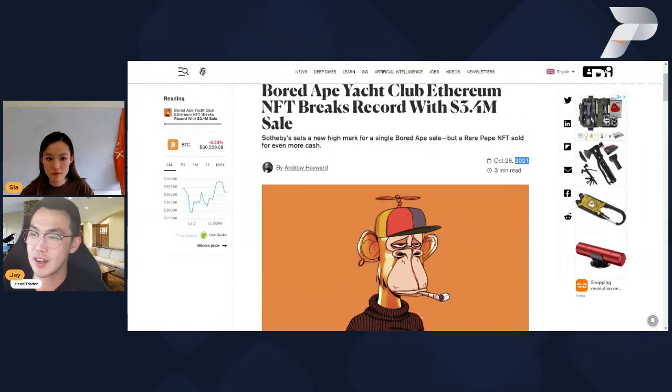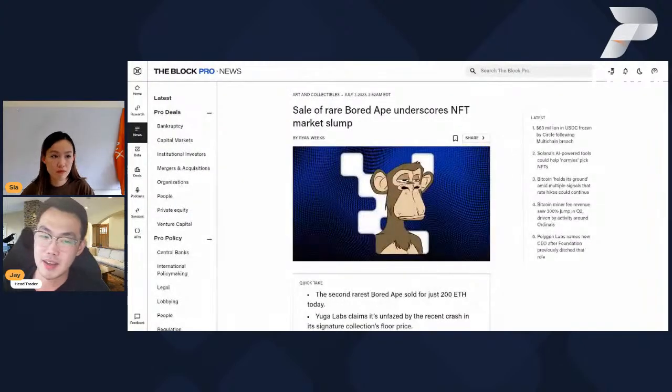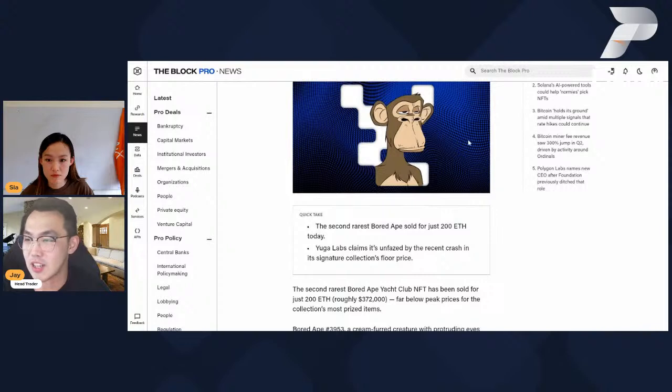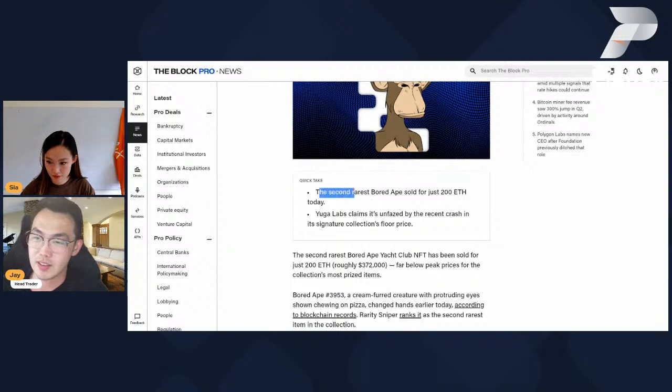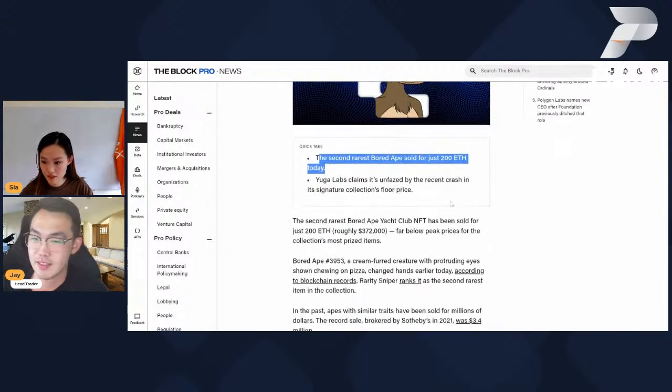This sold for $3.4 million in the height of the bull market. But as you guys can see, nowadays the NFT market in general has been slumping, right? And this is just a factor that crypto is not as in the mainstream. It's not as popular anymore in the news. So this is considered the second rarest Bored Ape, and it's sold for just 200 Ethereum today.